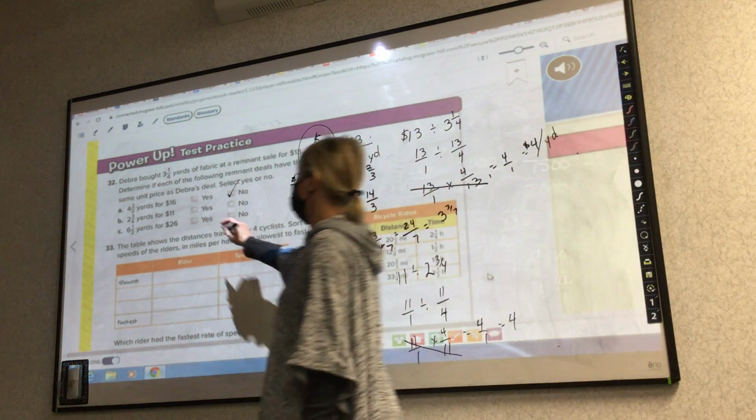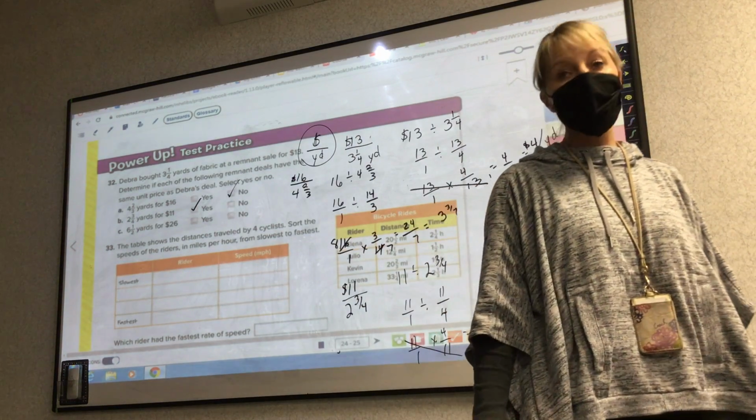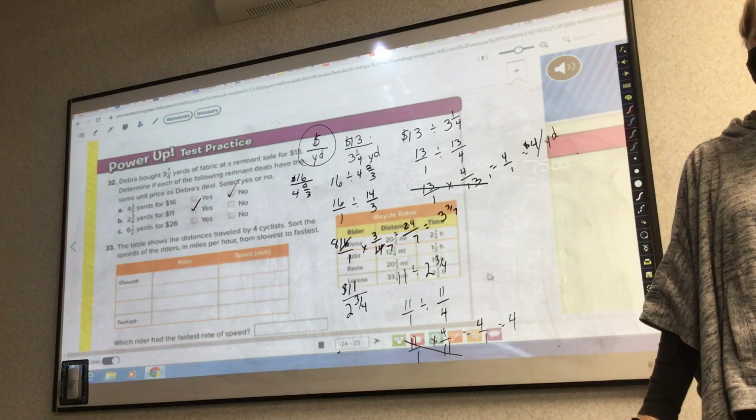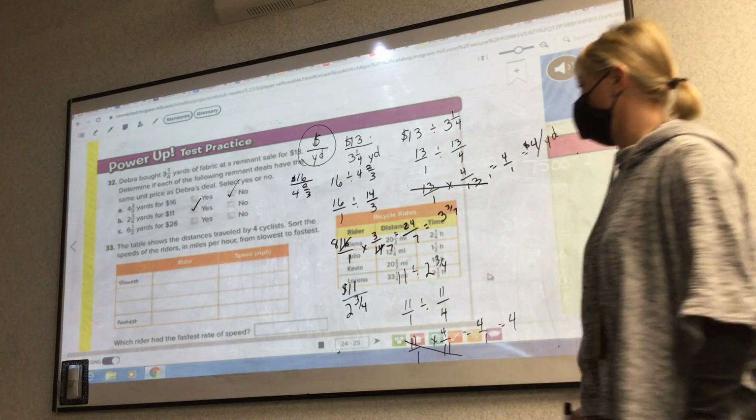Do I have to show my work in order to do this? Yes. There's no guessing involved in math, guys. What about Google? There's never going to be guessing involved.